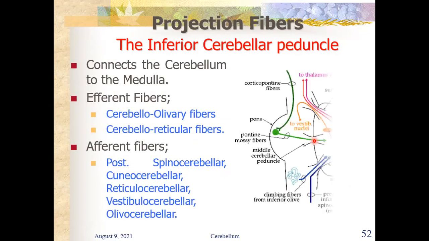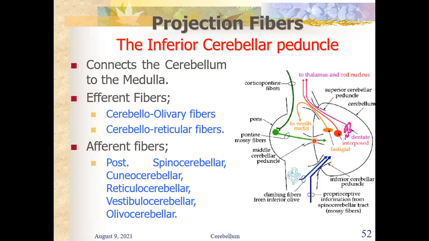So the inferior cerebellar peduncle connects the cerebellum. You can see the inferior cerebellar peduncle here on the diagram on the left side of your screen. It connects the cerebellum to the medulla. So it has efferent fibers and also afferent fibers. But in this diagram, we are showing afferent fibers.